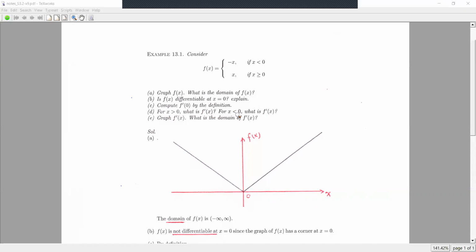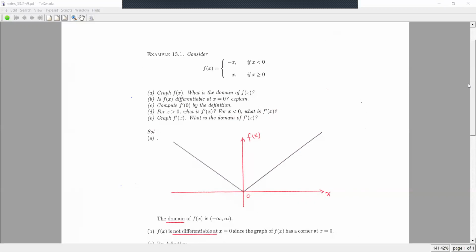For a negative x, suppose this point is x. The corresponding point on the graph is this point. Now, at this point, draw a tangent line to the graph. Clearly, the tangent line coincides with this line. The slope of this line is negative 1. Therefore, for x less than 0, derivative at x is negative 1.